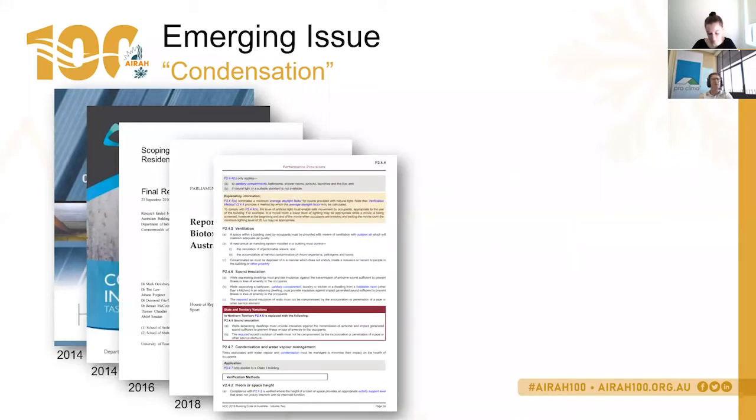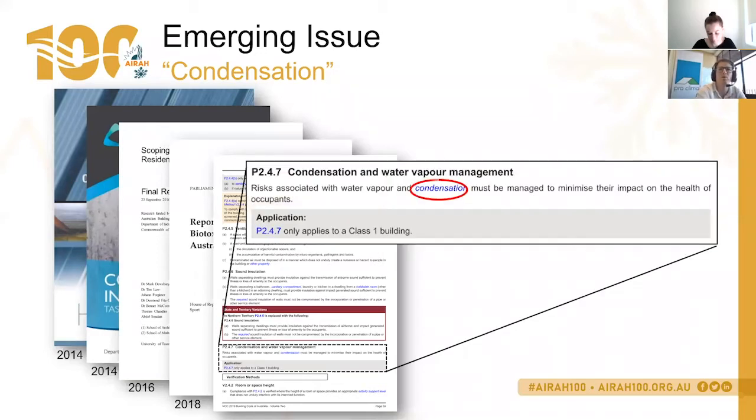In 2019, the building code was updated and there was a new performance requirement, P2.4.7, reflected in both the commercial and residential codes. And what that states is that the risks associated with water vapor and condensation must be managed to minimize their impact on the health of occupants. So that's an interesting statement, because condensation, yes, okay, liquid water in your construction systems, and minimize their impact on the health of occupants. What does that mean? Well, how do you actually quantify that? It's a difficult thing to quantify, but we can.